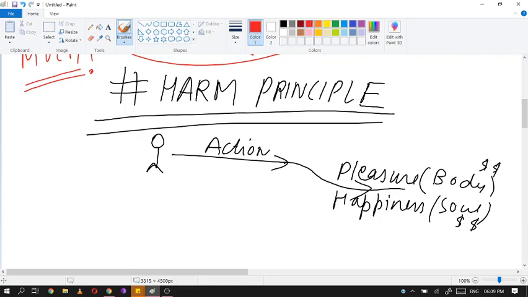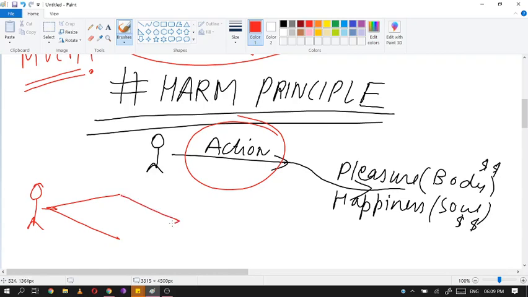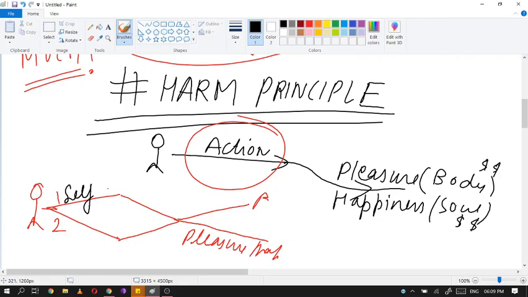Now what Mill tries to do is he breaks this action into two parts. He says, man, two types of actions are there. Action 1 and action 2. और अब तुम जा रहे हो किधर? Pleasure की तरफ, happiness की तरफ. This is pain. Now he calls one as self regarding, and this is others regarding.